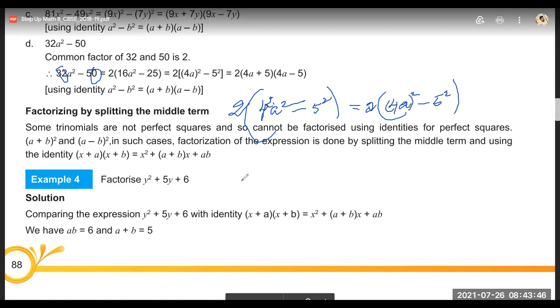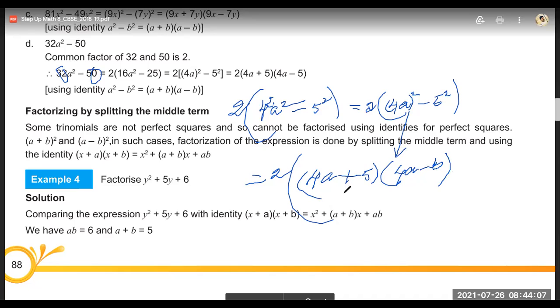So inside the bracket we have two terms in the form of a square minus b square. That can be written as 4a plus 5, that is a plus b, into 4a minus 5, which is the second term. So inside the bracket, whatever we have written as 4a plus 5 into 4a minus 5 is as per the a square minus b square identity. That's what you see here in the brackets. So this is how the fourth question is solved.